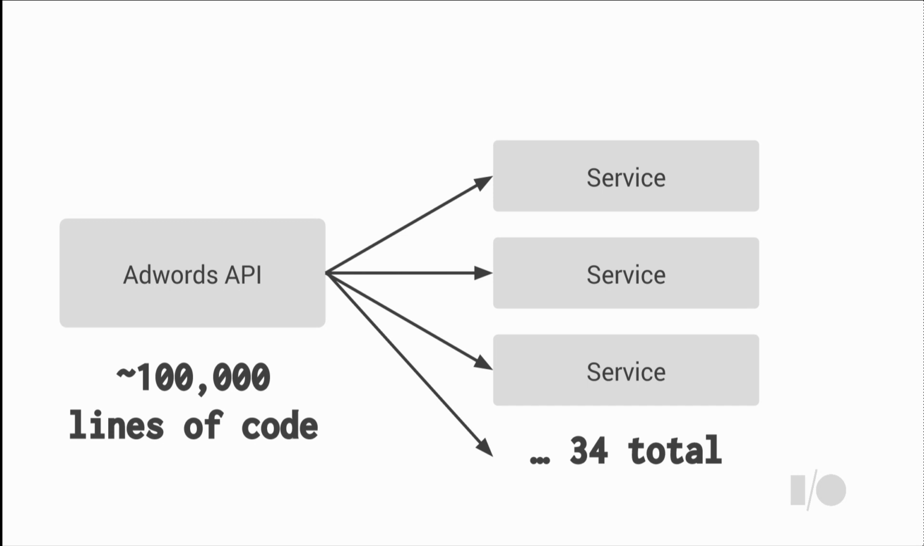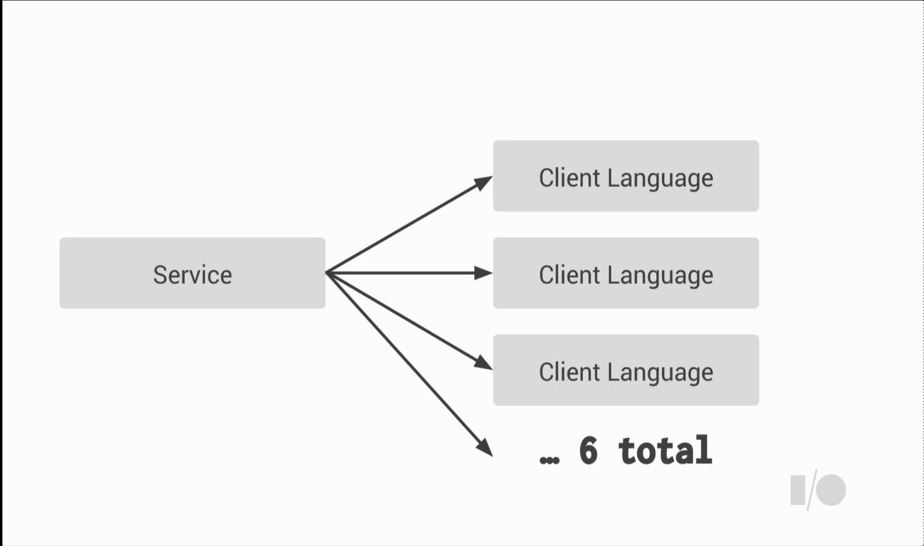AdWords API. As you can imagine, we want as many people as possible to use the AdWords API as they would like. It's 100,000 lines of code, and this is just for interfaces. I'm not talking about the implementation of the AdWords API at all, just the API itself. And there's 34 services that people can use. And we ourselves use this service. We dog food our own API, so the APIs that developers are using are the APIs that we use ourselves.